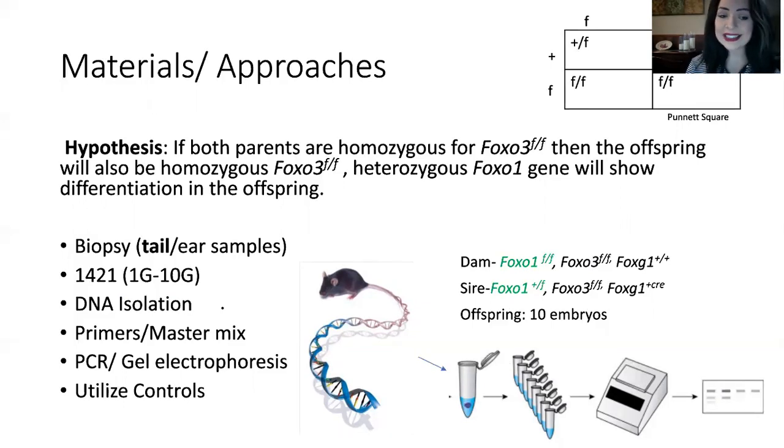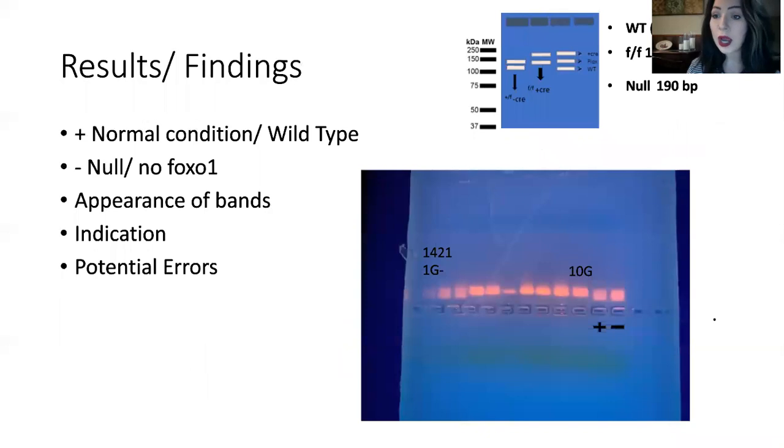In this lab, we don't necessarily use a molecular weight ladder. We have to utilize our controls, and our controls are previously genotyped mice with the presence of cre and without cre. I've created an animation here of what we're going to be looking for.